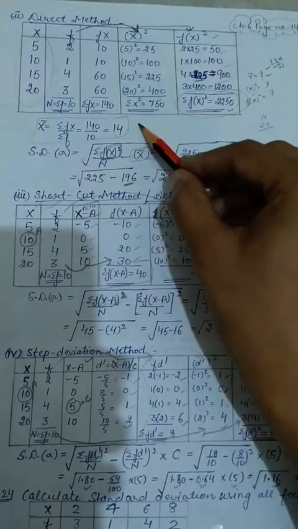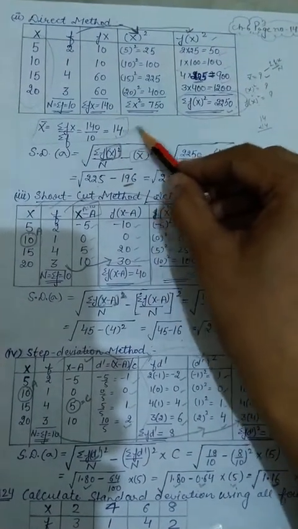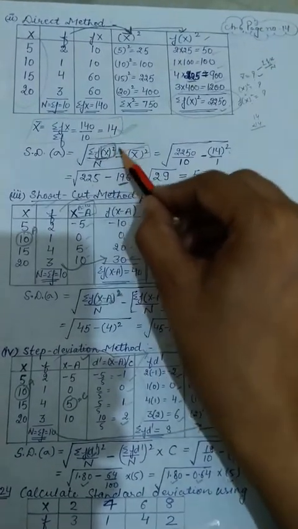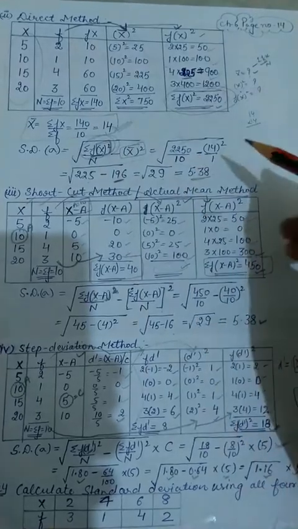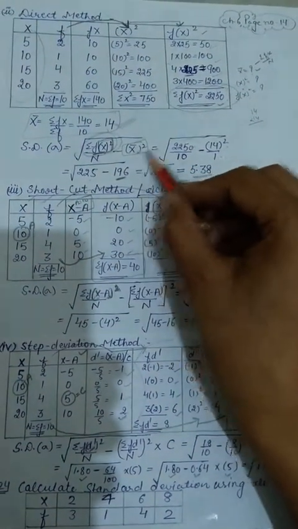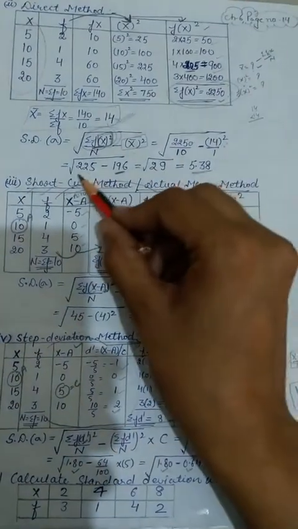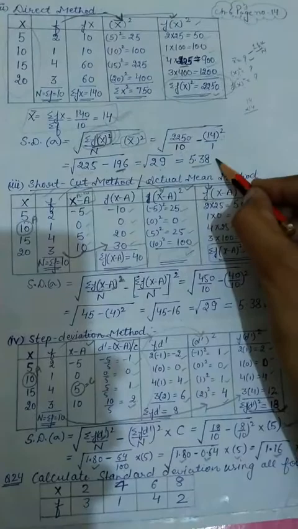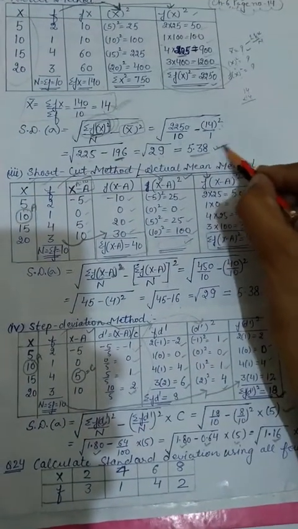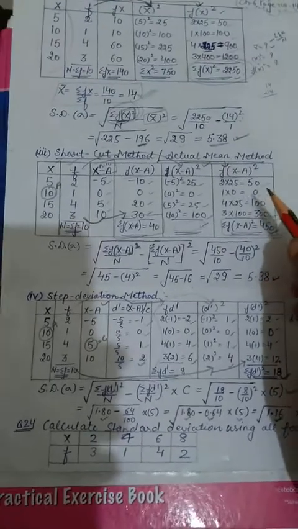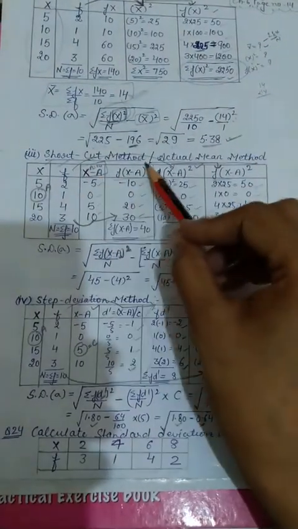Then you will put all the values in these formulas. X bar you have already calculated, that is 14. Now in this formula, what is the value of sigma f x square? The value is 2250, n is 10. What is x bar square? That is 14 square. You will get 225 minus 196, that is root 29, and how to calculate that value I have already told you, 5.38.